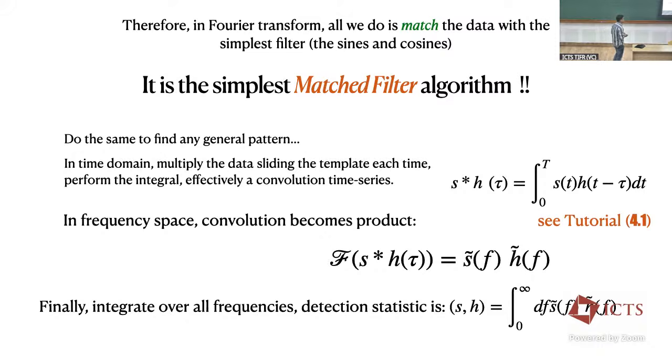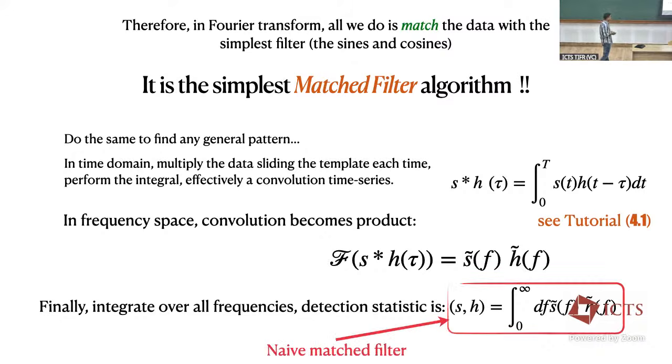And since the template will have contributions from many frequencies, we finally need to take an integral over the frequencies. So this is our detection statistic for now. Let's call it a naive matched filter. I will come to why I'm calling it naive. It's almost correct, but not quite. Why is it not? Let's go through another example.